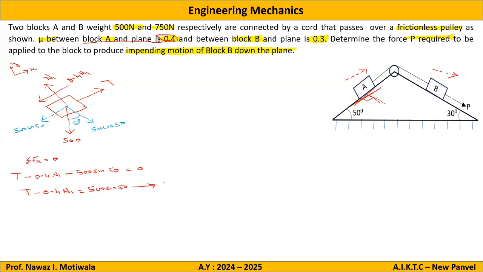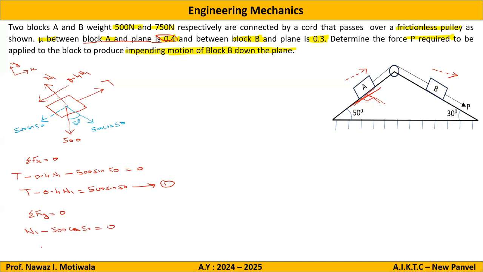Let this be equation number 1 because we are not getting the answer. Now, going for the next equation, that is summation of Fy should be 0. That is adding all the forces in y direction. I will get N1 minus 500 cos 50 is equal to 0.